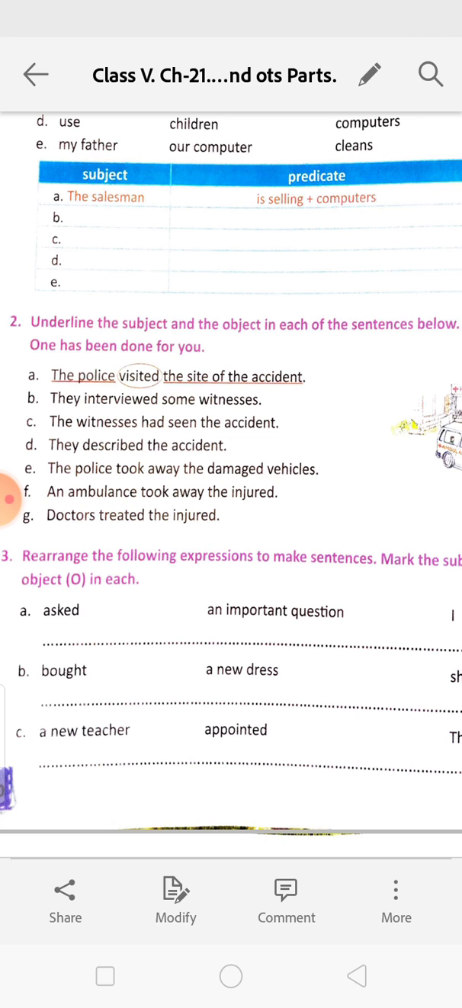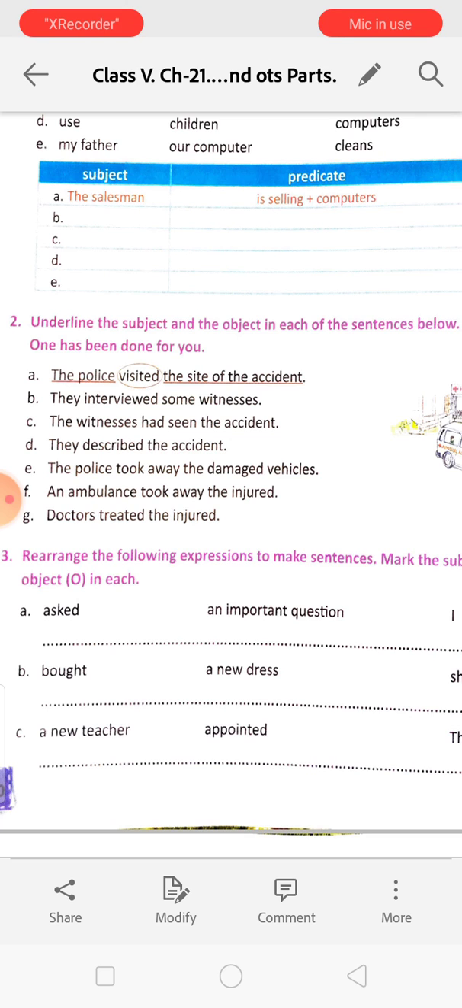The police took away the damaged vehicle. So, took away is the main verb. Ask the question, who? Who took away? The police. So the police is the subject. Took away the damaged vehicle is the predicate. But when we are telling subject and object, what will we write? The police subject, took away verb, the damaged vehicle object.